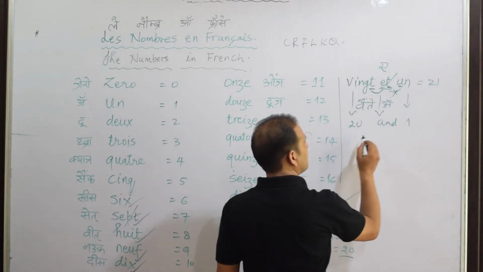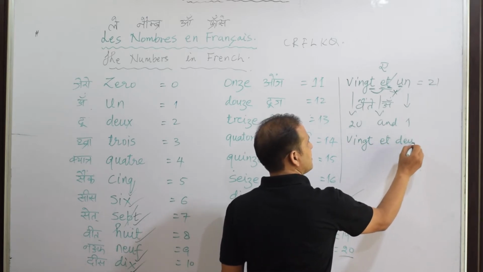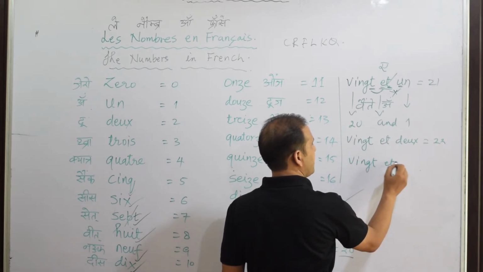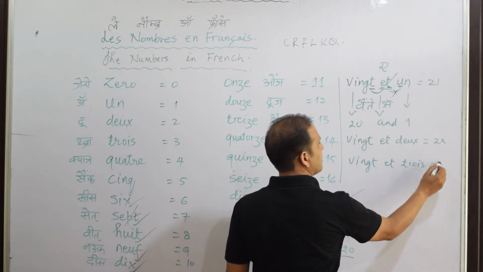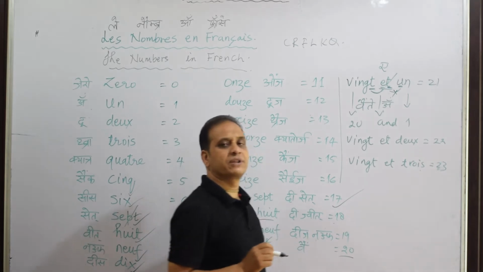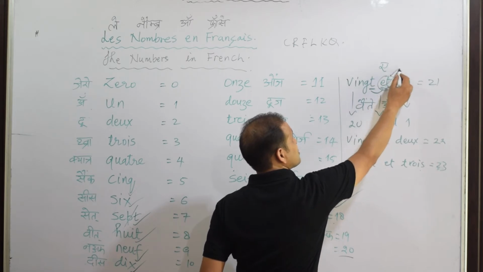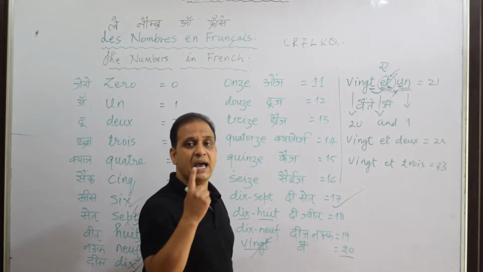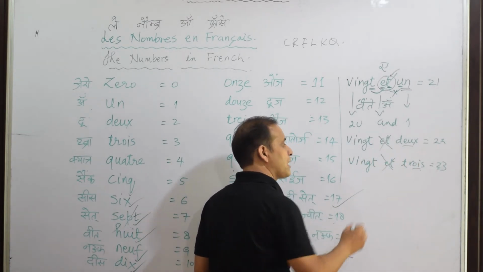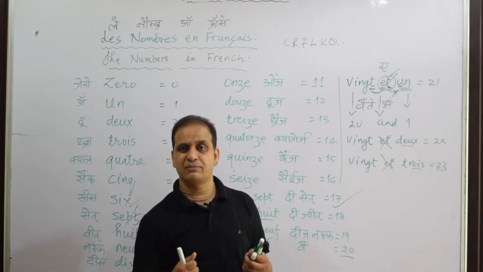In the same manner, you can say 22, 23. But I want to tell you one thing very important. This A comes only with un, and with deux, trois, quatre, and the rest of the numbers, you will not write this A. Why? There is no answer to this why. That's an exception. You have to accept it as it is.